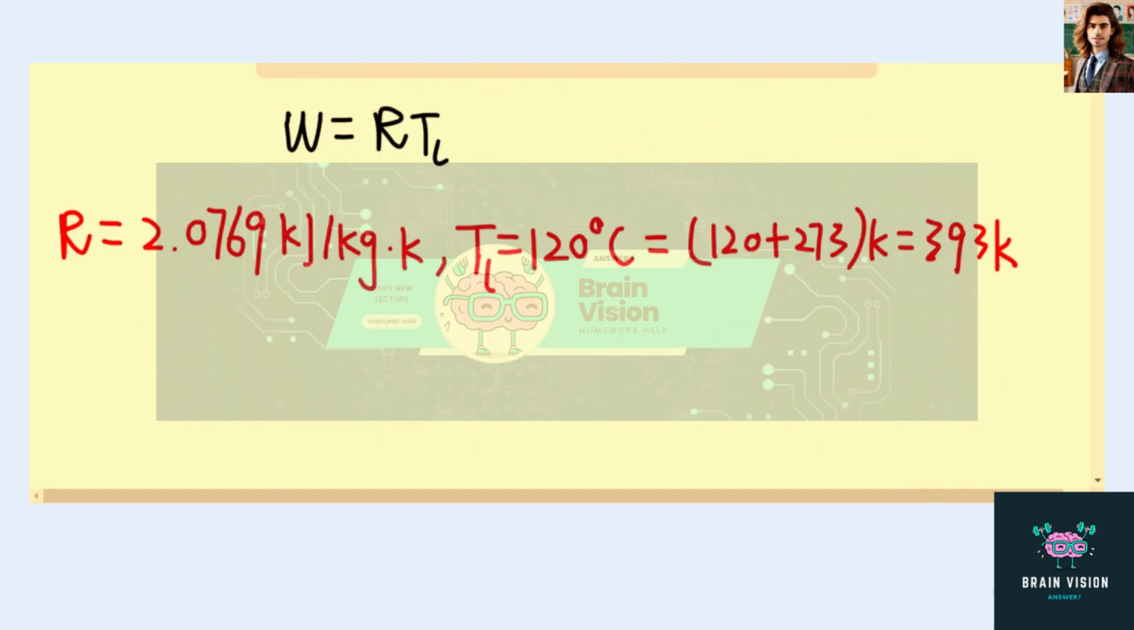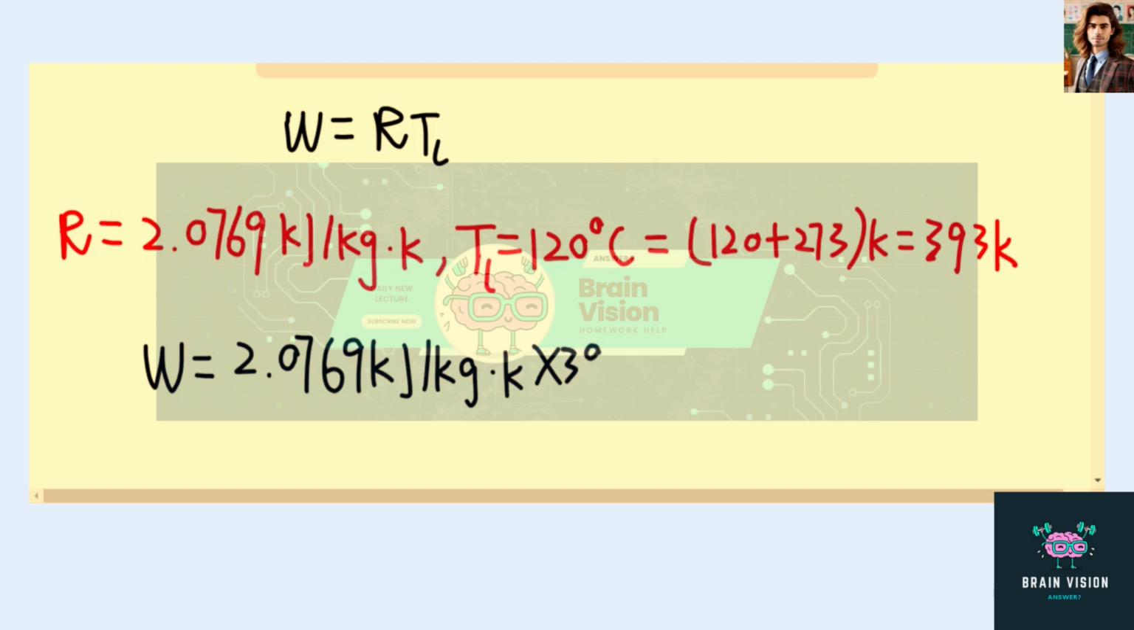So now let's plug back into the equation to determine the flow work of the gas, which is equal to 2.0769 kilojoule per kilogram times Kelvin, and then times 393 Kelvin. And this will give us the flow work is about 816 kilojoule per kilogram.